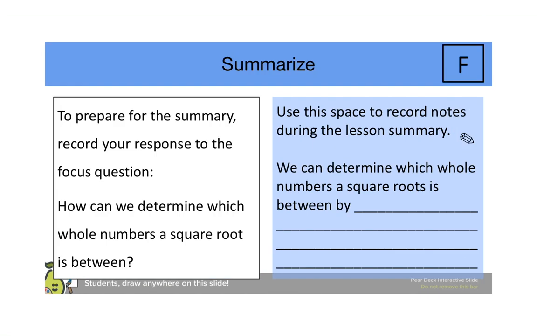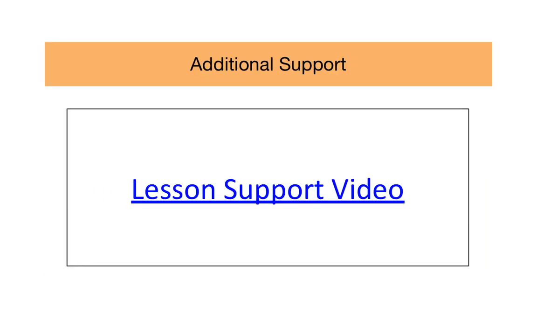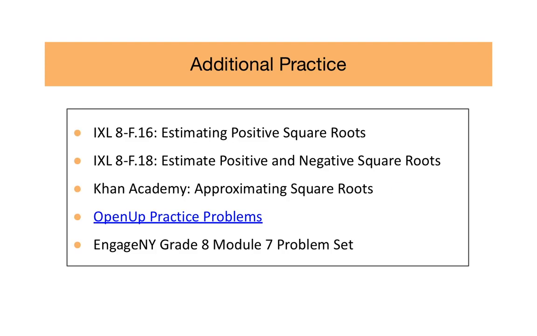For the summary, students are answering how can we determine which whole numbers a square root is between. You can provide them a sentence starter so they're focused on the content of their answer rather than the structure. There is a lesson support video, so please guide students who are struggling to this resource.